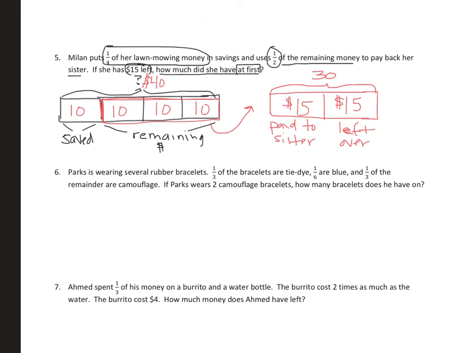So let's go ahead and write our sentence out. Milan started off with $40. Period. Make sure there's a dollar sign or the word dollars after it.